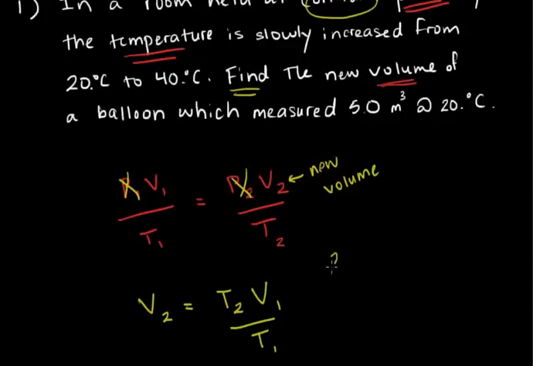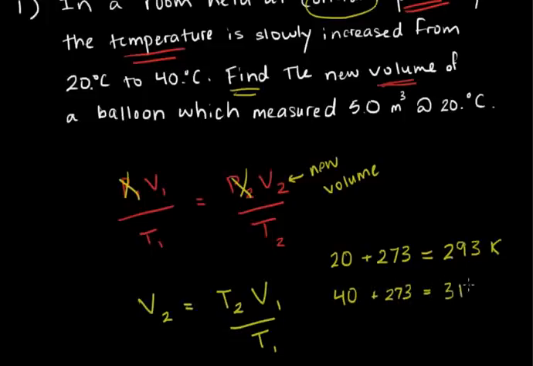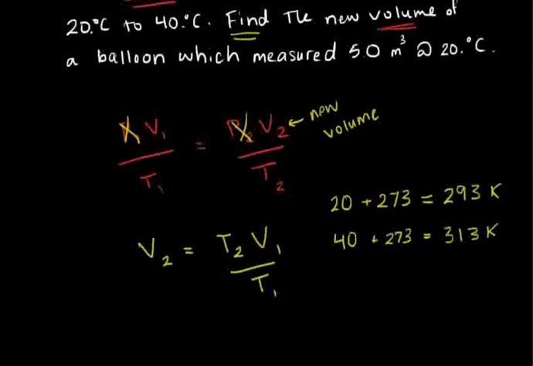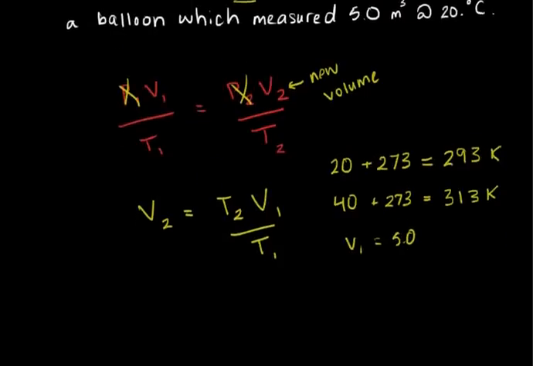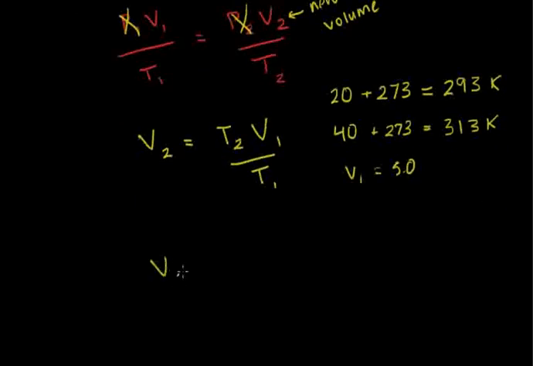But that's pretty simple. We can convert degrees Celsius to Kelvin. So for 20 degrees Celsius, we can just add 273 to that. That's the conversion factor to get Kelvin. So that's equal to roughly 293 Kelvin. Similarly, 40 degrees Celsius plus 273 is equal, let's see, to 313 Kelvin. Remember, we don't say degrees Kelvin, we just say Kelvin. And we know that the initial volume is 5 cubic meters. And so now we can plug these values into our equation.